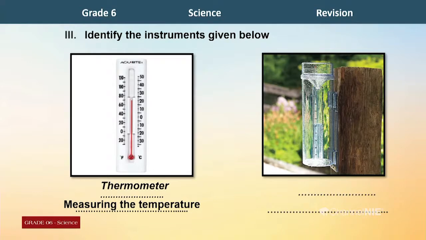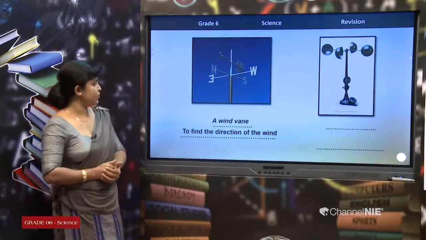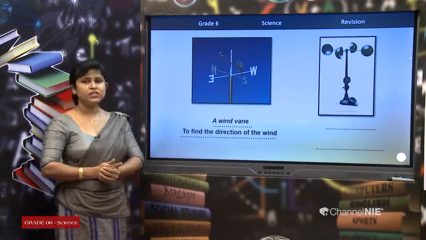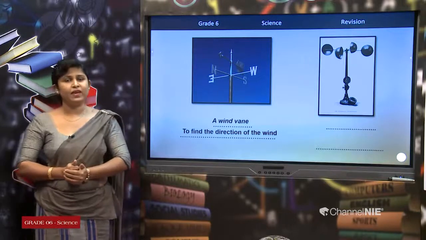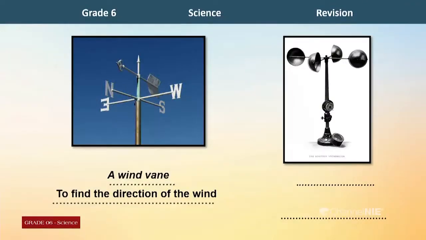Look at the second picture. That is a rain gauge. The rain gauge is used to measure the rainfall. Next one. To find out the direction of the wind, a wind vane can be used. When we describe the weather, we have to find out the direction of the wind.